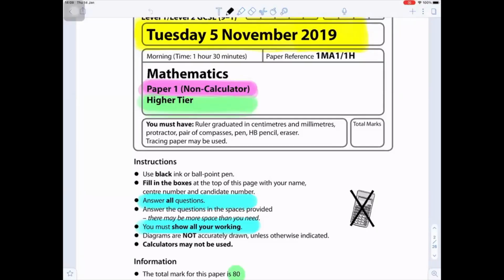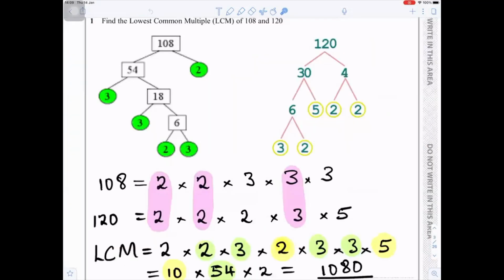Tuesday, 5th November 2019. Mathematics paper 1, higher tier. Answer all questions. You must show all your working, and the total mark for this paper is 80. Find the lowest common multiple of 108 and 120.